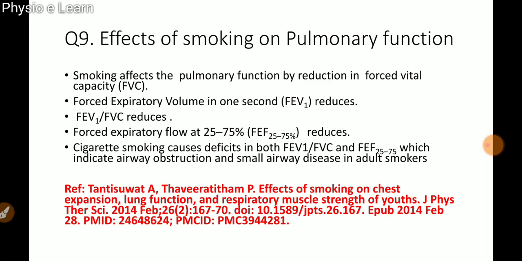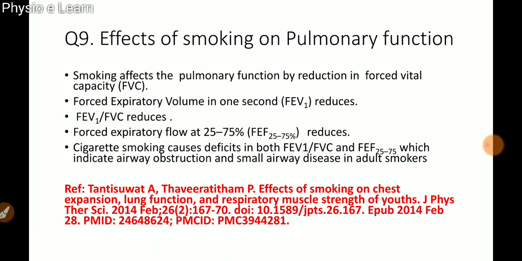Ninth question, effects of smoking on pulmonary function. So smoking affects the pulmonary function by reduction of the forced vital capacity. So there is a reduction in FVC, there is a reduction in FEV1, that is forced expiratory volume in the first second. Then reduction in the FEV1 by FVC ratio. Fourth is forced expiratory flow at 25 to 75%, that is FEF 25 to 75% also reduces.